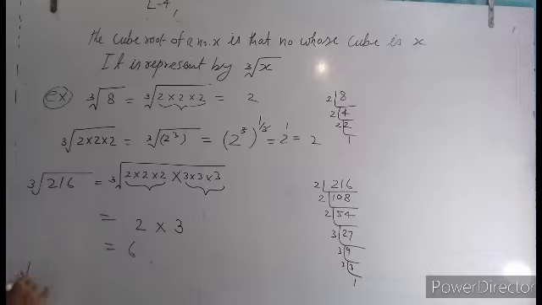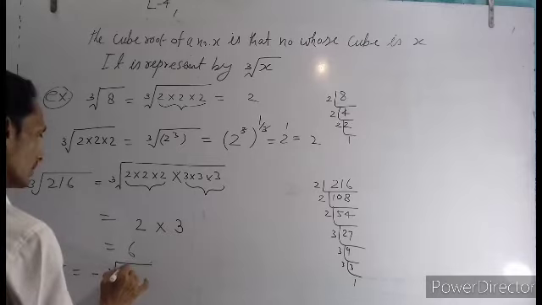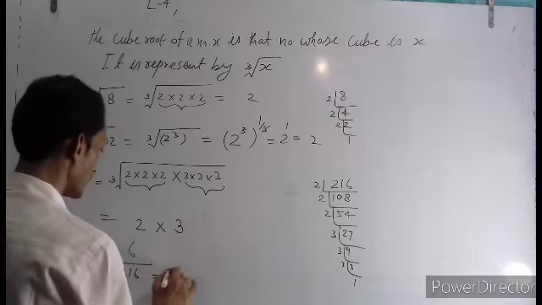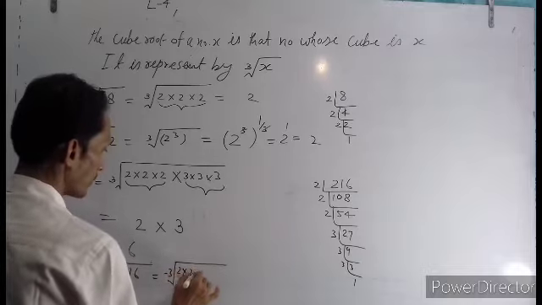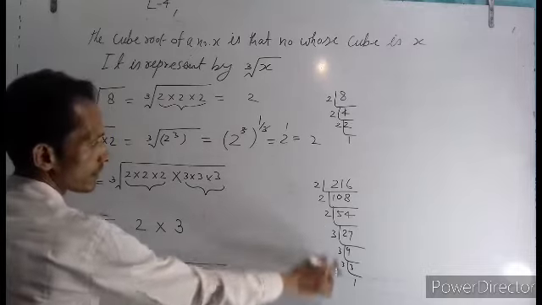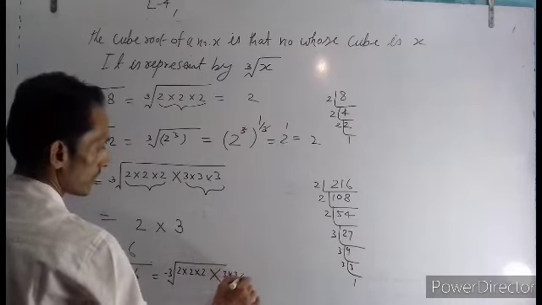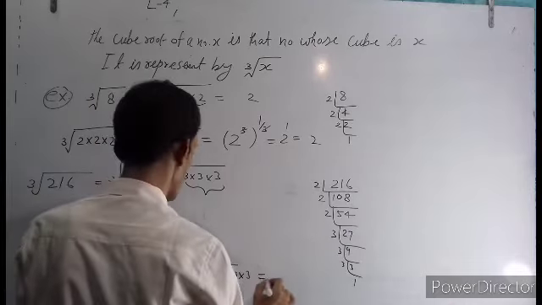Cube root of minus 216. Suppose you are given this. How can we find it? The minus sign comes outside and you can write it in this way. Now you can do the prime factorization of this number: minus cube root of 2 multiply 2 multiply 2, multiply 3 multiply 3 multiply 3.